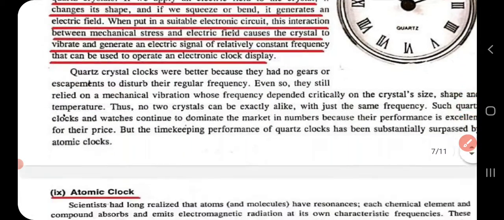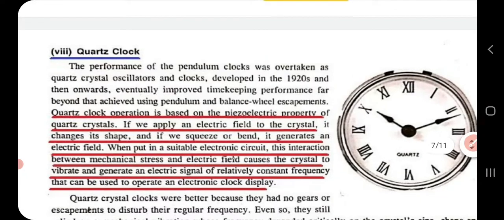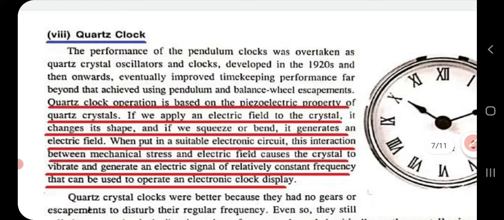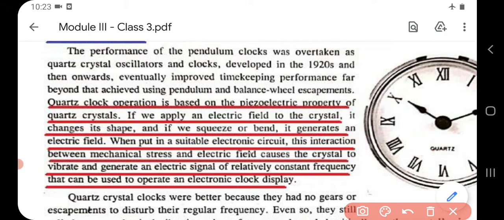Next is the quartz clock. Now quartz clock operation is based on the piezoelectric property of quartz crystals. So that's an important point. The technique behind the operation of a quartz clock is nothing but the piezoelectric property of quartz crystal. Let us see what the piezoelectric effect is.